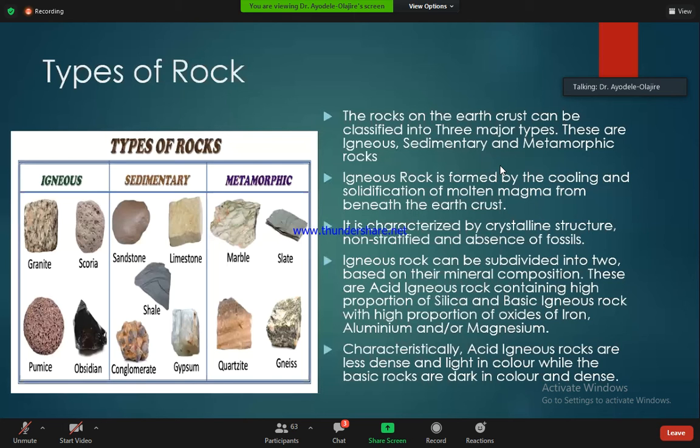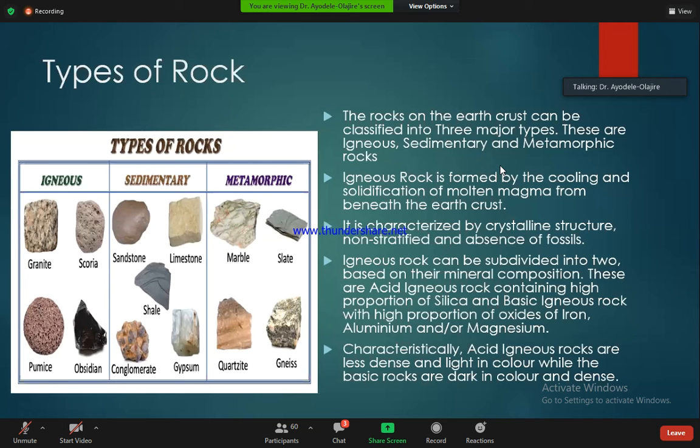So igneous rocks in particular are formed by the cooling and the solidification of molten magma from beneath the earth's crust. Now, molten magma would come from the core. Remember, I used an orange as an example. So from the middle, you have molten magma often coming up to the surface. And so when this magma cools and solidifies, what is formed are igneous rocks.